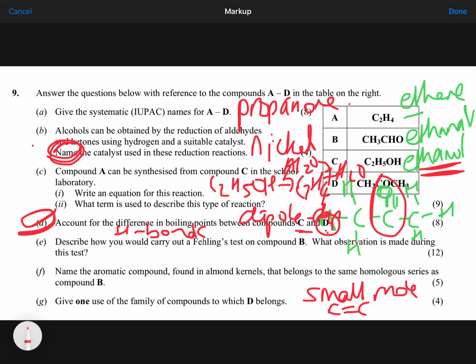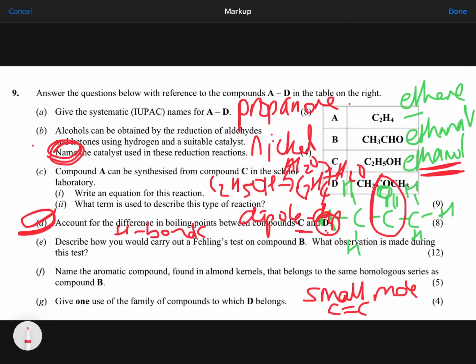Which would be easier to break? Well, the dipoles would be easier to break, require less energy because they're weaker. Dipole bonds are weaker than hydrogen bonds, require less energy to break them. And therefore, the propanone would have a lower boiling point than the ethanol. Now, intermolecular forces are one way that you can explain or account for difference in boiling points. Remember, the other thing is the size of the molecule.